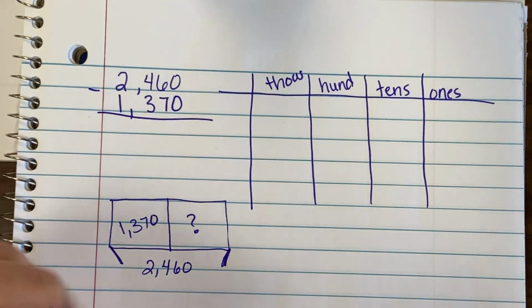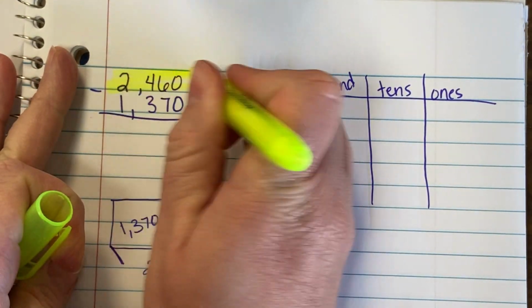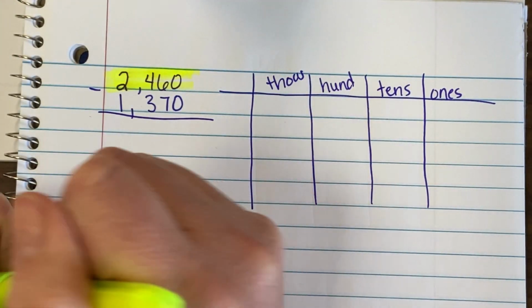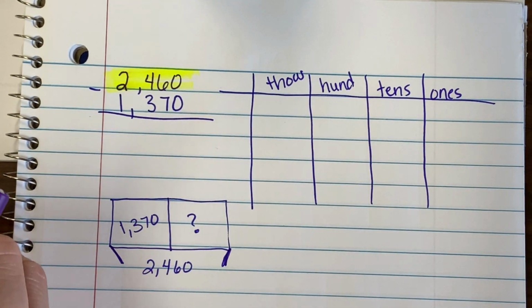Now, in subtraction, it is different. Because if you have 5 cookies and Miss Haycraft eats 2 of them, you're not going to have more cookies. You're going to have less cookies. You're going to have 3 cookies. So you have to take the whole number and take away the other number.